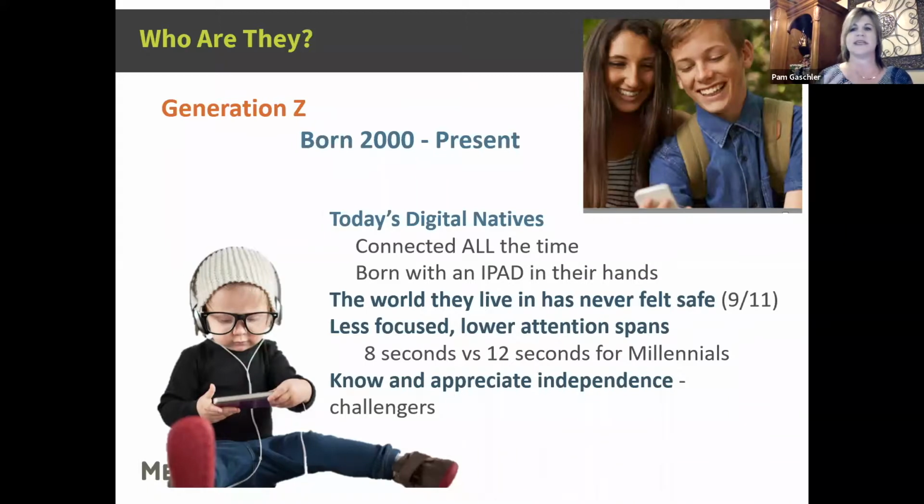They're not focused, they can't pay attention there. So we need to keep that in our forefront and be making decisions instructionally. What do I need to do for kids that have a less attention span? And another really neat feature about this group is they appreciate independence. They're going to challenge you.